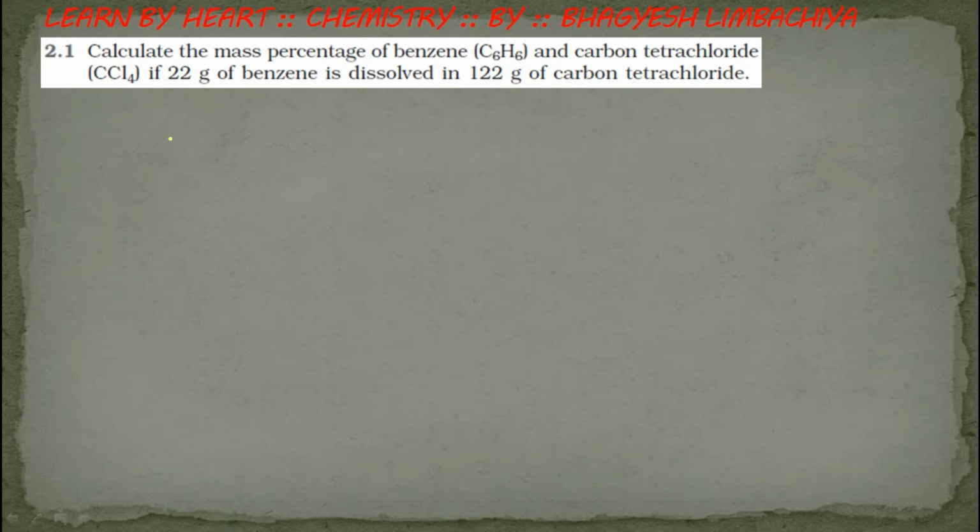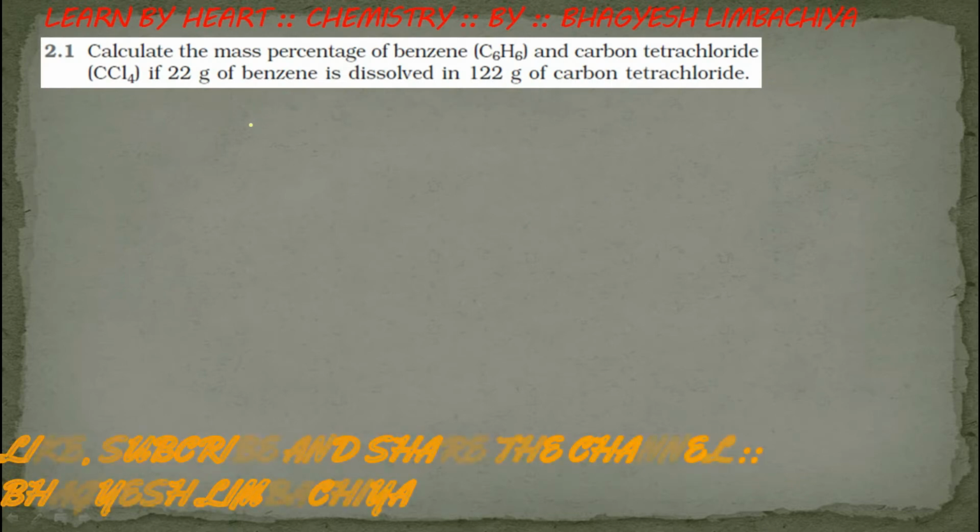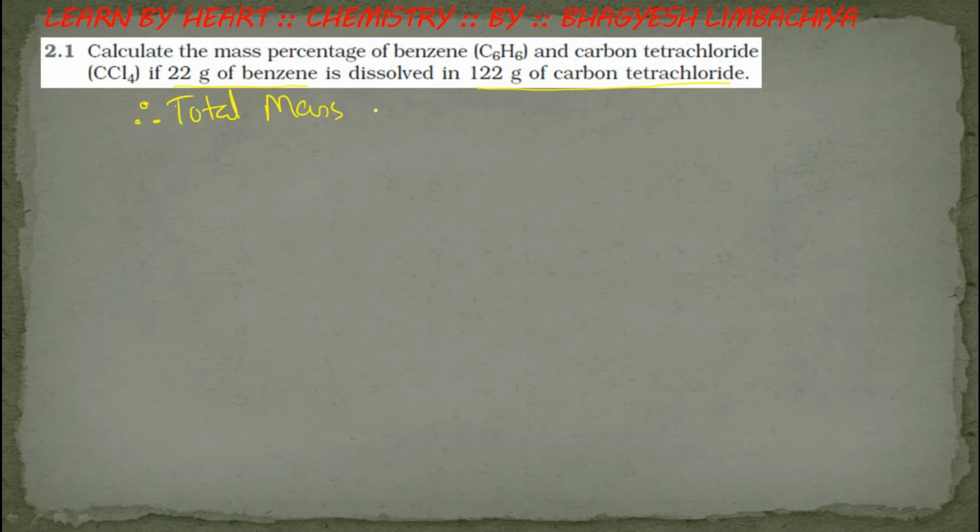Now in this question, the mass percentage of benzene and CCl4 is asked, and you are given the masses of benzene and CCl4. Here 22 gram of benzene is given to you and 122 gram of CCl4 is given to you. So the total mass of solution will be the sum of the mass of benzene and CCl4. So the total will be 144 gram.